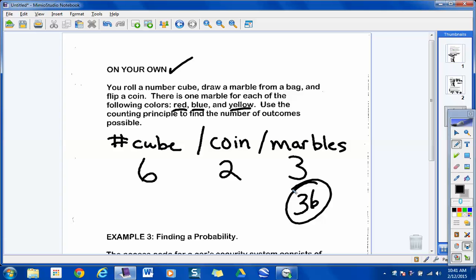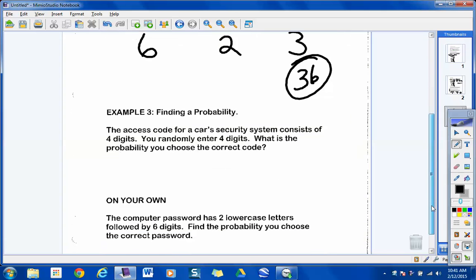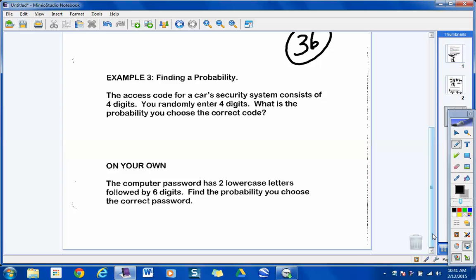How many outcomes for each situation, multiply them together. So let's put this in a probability aspect like we did yesterday. We're going to find a probability. And it says the access code to a car security system consists of 4 digits.